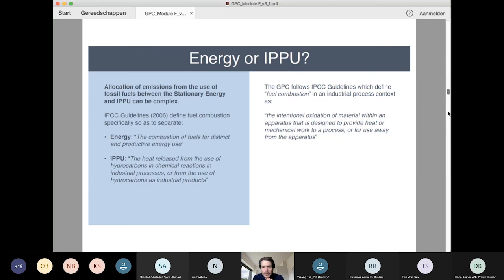The GPC follows IPCC guidelines and defines fuel combustion as the intentional oxidation of material within an apparatus that is designed to provide heat or mechanical work to a process or for use from the apparatus. So energy and fuel combustion is very much focused on there being a generation of energy for a productive use. Whereas for IPPU, the difference is it's not about energy, it's a release of a gas as part of a process.